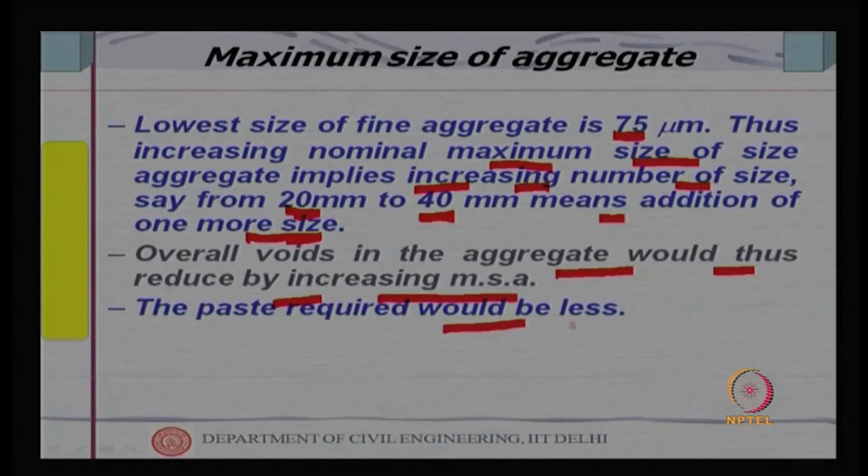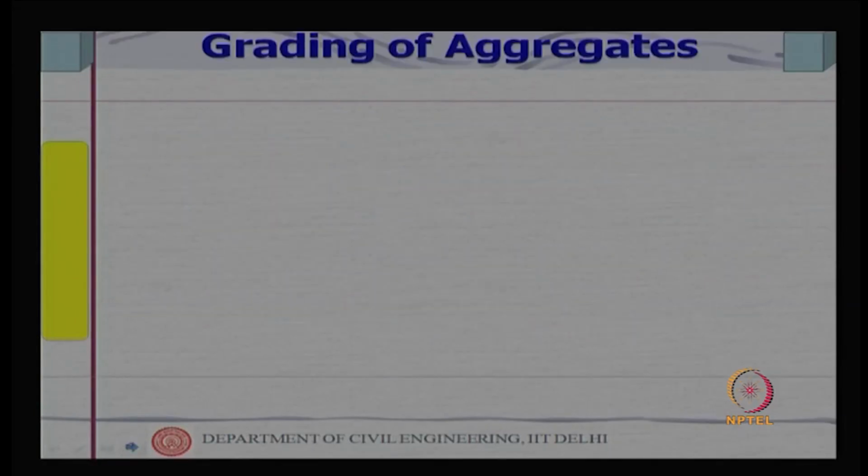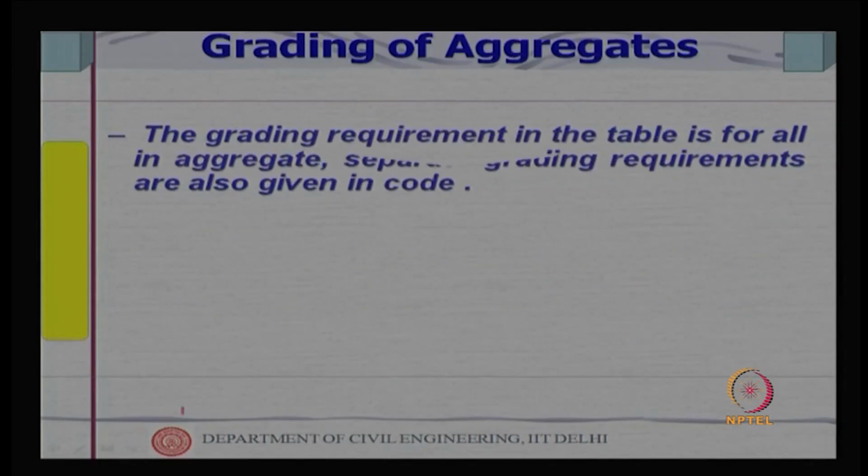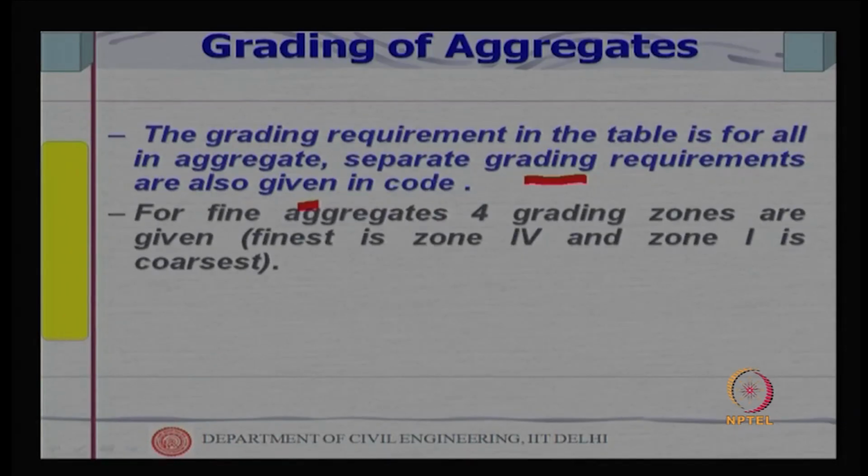and the paste required will be less. So, increase MSA, or maximum size of aggregate, and your paste required will be less. The grading requirement in the table is for all aggregates. Separate grading requirements are also given in the code. So, you see this is why the code gives you, in tabular form, a suggestion of grading; the grading requirements are suggested, which give you the range of sizes that should be present in an overall aggregate system.